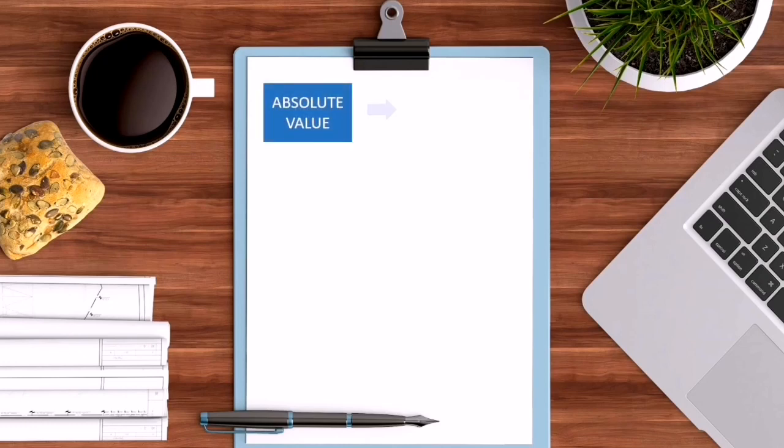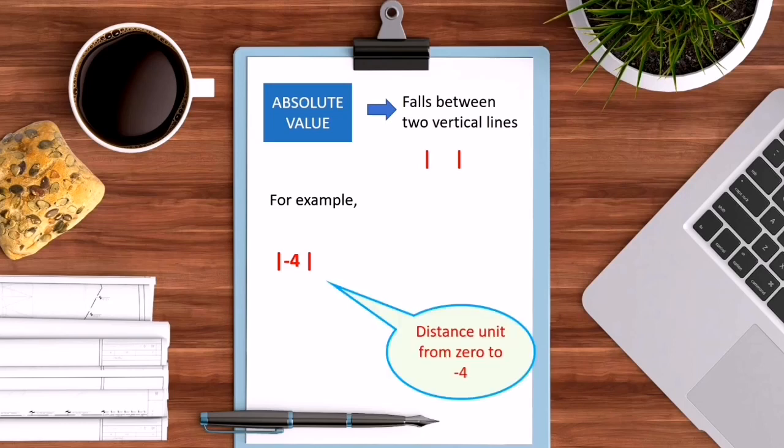Absolute value falls between two vertical lines. For example, absolute value of -4. Actually, absolute value of -4 is the distance in units from 0 to -4. And the distance from 0 to -4 is 4 units. Meaning that absolute value of -4 is equal to 4.